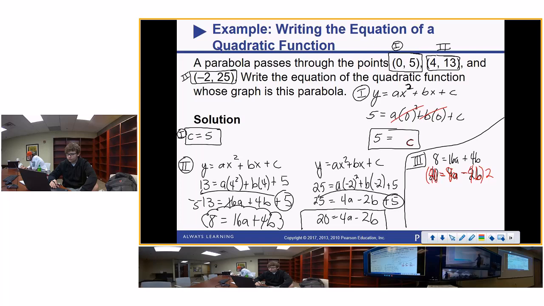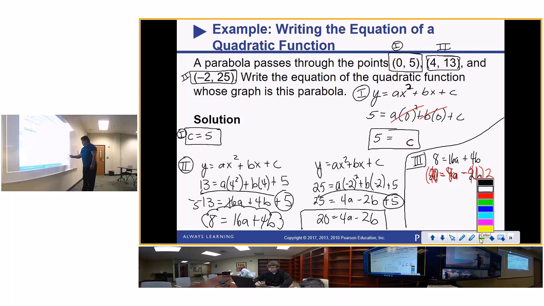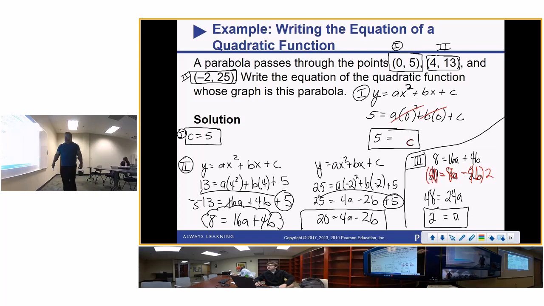So what's 40 plus 8? 48. I can't get nothing past y'all. And what's 16 plus 8? 24. So A is equal to what? 2. And now you can back substitute.